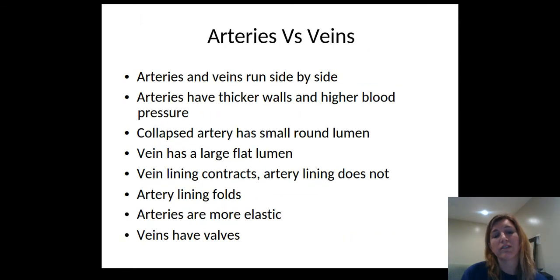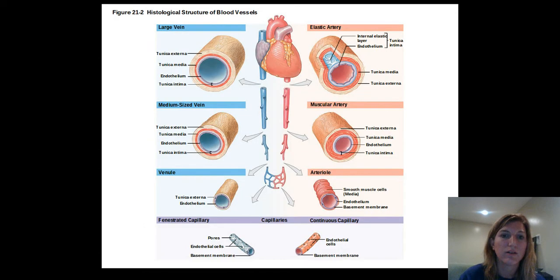In general, arteries and veins run side by side. They're typically parallel in the body. Arteries have thicker walls, higher blood pressure. A collapsed artery just has that nice round lumen, as I mentioned, whereas a vein can have a flatter lumen. That arterial lining does not contract, and the artery lining has folds in it to allow for expansion. They're much more elastic, and veins have valves in them, one-way valves.